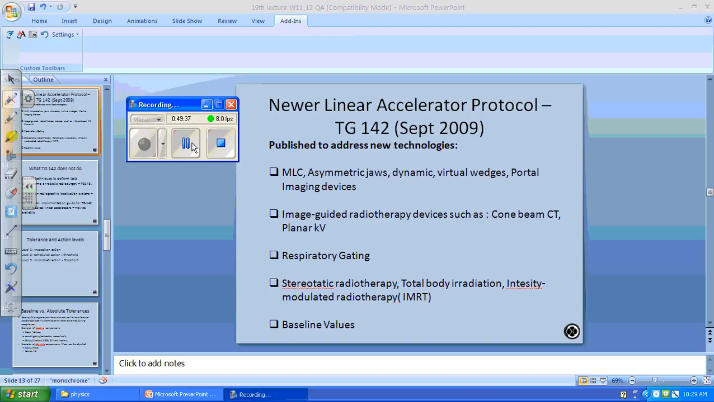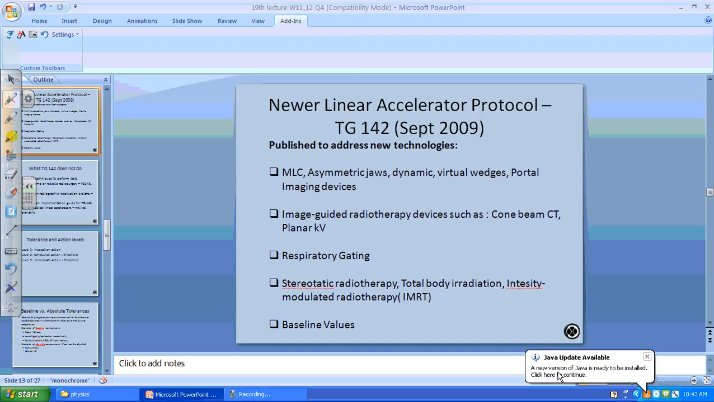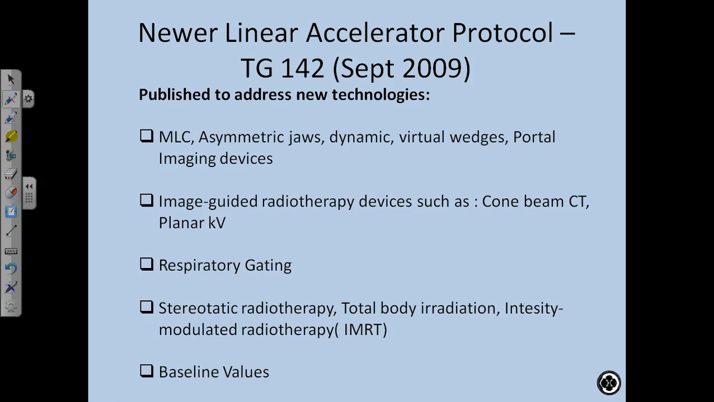All right, TG142, September 2009. So let's talk about what TG142 came out with. TG142 addressed new technologies. There was nothing about MLCs in TG40, nothing about asymmetric jaws. So it addressed all these new technologies: dynamic wedges, virtual wedges, portal imaging devices. They also addressed image-guided radiotherapy, such as cone beam CT and planar kV, respiratory gating, stereotactic radiotherapy, total body radiation, and IMRT, and they also brought in this concept of baseline values. So it's an updated protocol.